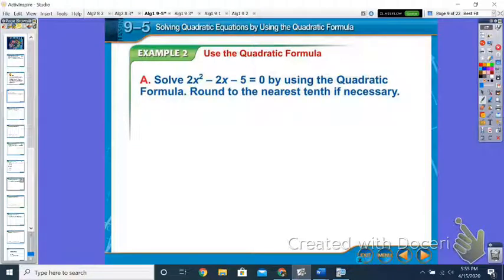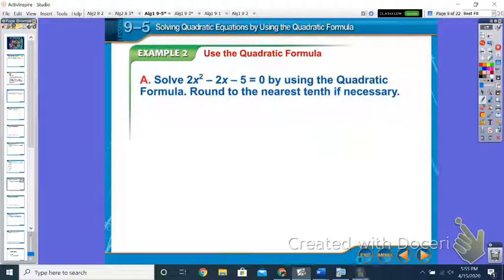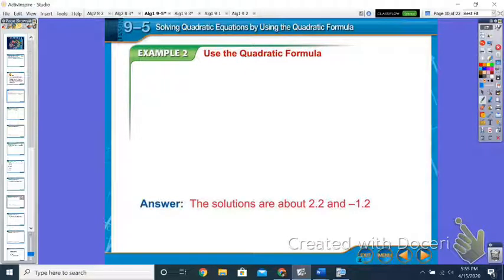All right, I will show you the first part here, which would just be to say that A is 2, B is negative 2, and C is negative 5. If you want extra practice, if you want to try this on your own before you get to the huddle, pause the video, give this a try. I'm not going to keep typing these into the calculator because this video is already almost 20 minutes. So just to move on, the answer to this one would be 2.2 and negative 1.2.